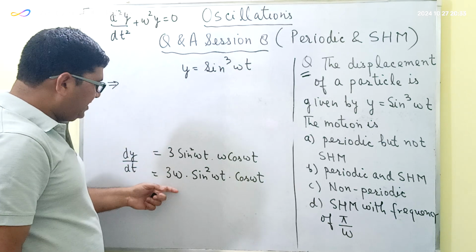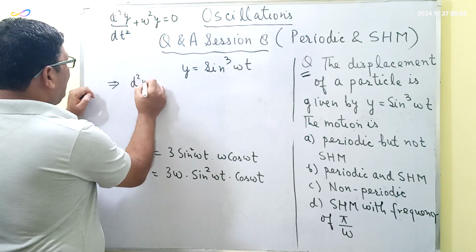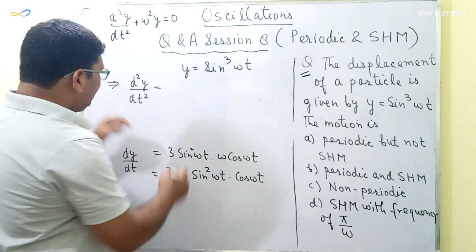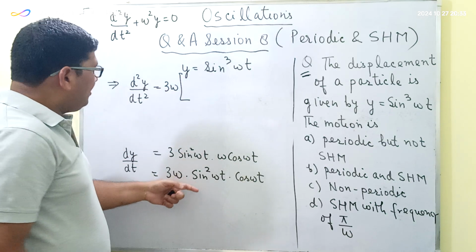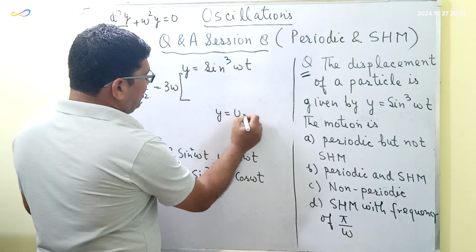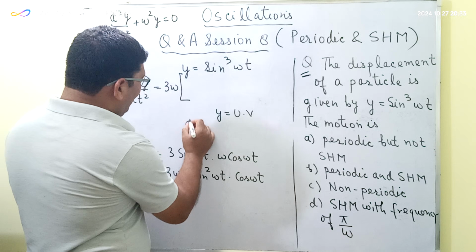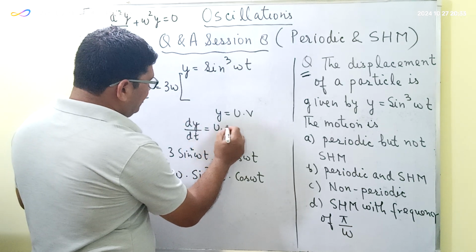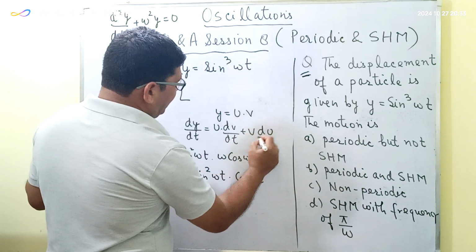Now I will be differentiating this equation once more in order to get the value of d square y upon dt square. So d square y upon dt square will be equal to, now here 3 omega is a constant, so I will just take it outside, and here I will be using the formula, that is if y is equal to u into v, this is called the product rule. So if y is equal to u into v, then dy upon dt is equal to u dv upon dt plus v du upon dt.